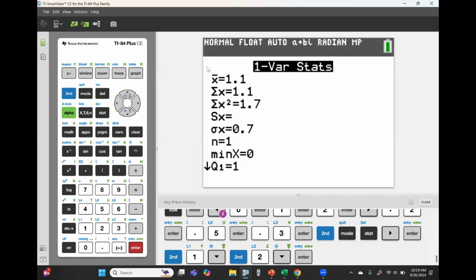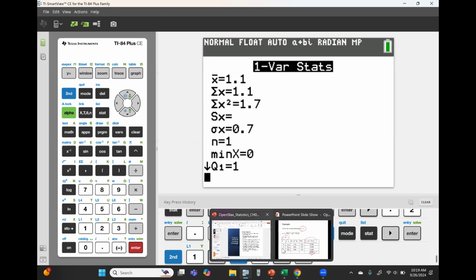So mu in this case is written as x bar, but that is mu, the average of that discrete probability distribution. And then sigma, you notice there's no s, it doesn't calculate that. So sigma, the standard deviation, is 0.7. So I don't know about you, but I'd let my calculator do it. All right.